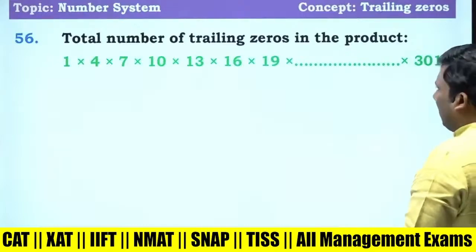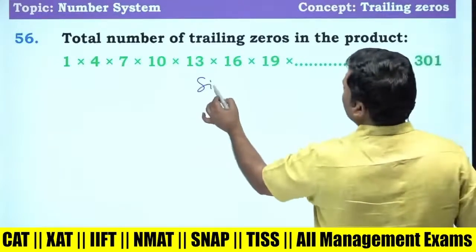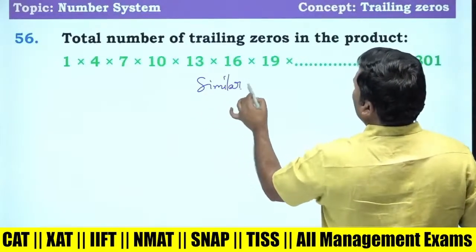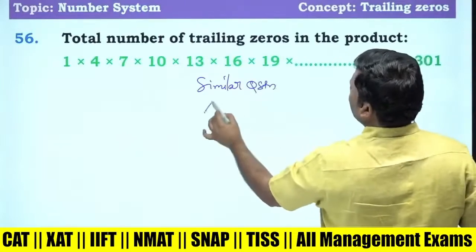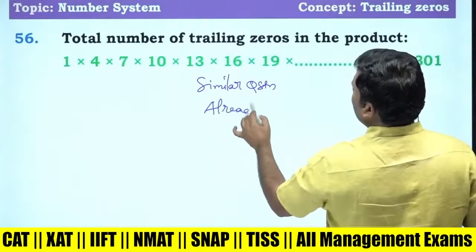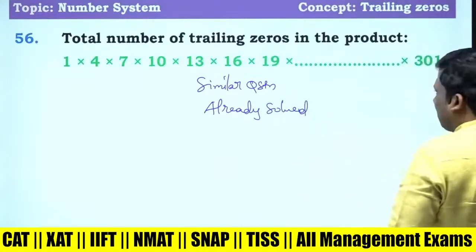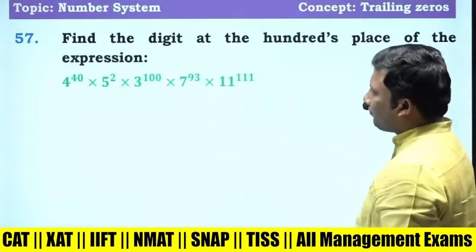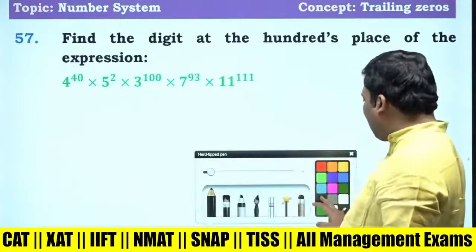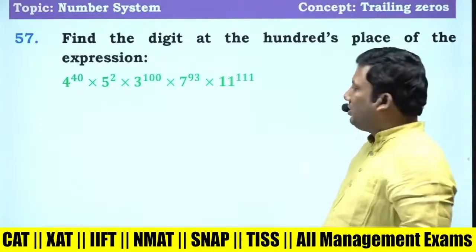Already we did a similar question. We have done enough questions of this model. 1 into 4 into 7 into 10 into 13. Next one. Find the number of trailing zeros of this number.